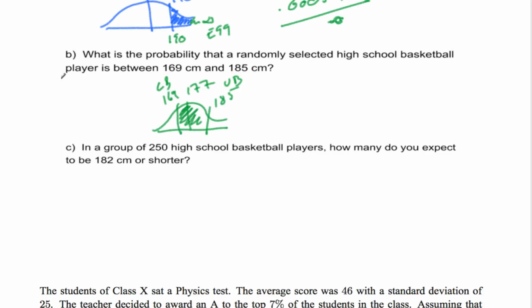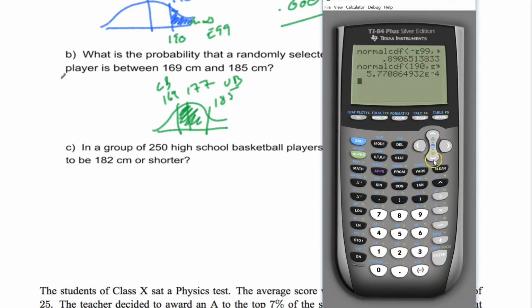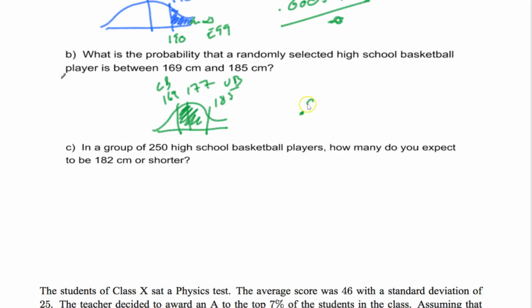No need for E99. Go back to your calculator, second distribution. So I'm going to go 169 to 185. Everything else is the same, still the same mean, still the same standard deviation. Hit enter, and about 0.954. About 95% chance of getting someone that's in between those two heights if you pick randomly.